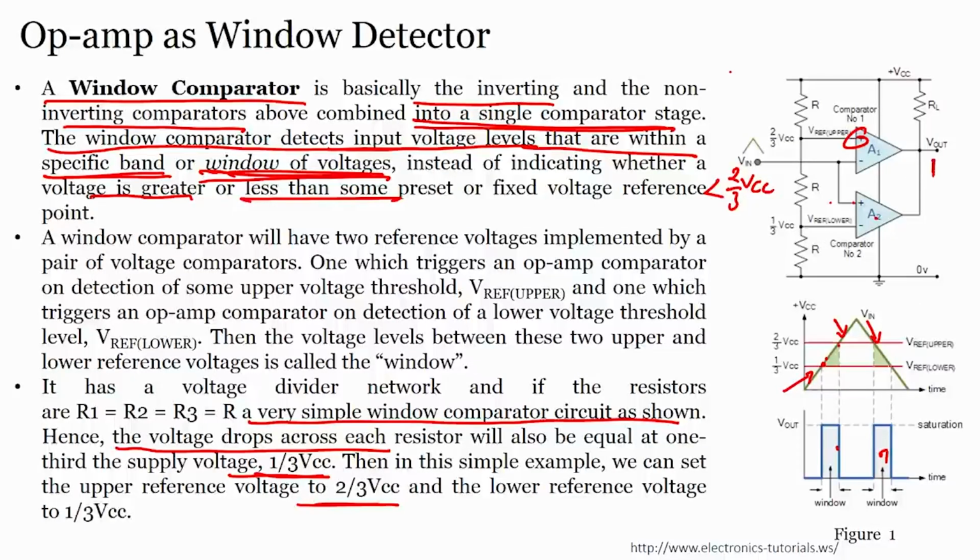If it is between 2 by 3 VCC and greater than 1 by 3 VCC, then as soon as it goes less than the reference voltage, meaning this value is now less than 1 by 3 VCC, your inverting voltage is higher compared to non inverting, and the output will become 0. That is how the switching occurs between high and low at the particular reference voltage in this region, and this is my window, that I can detect using this circuit.